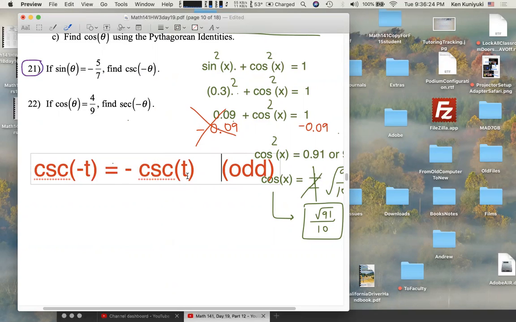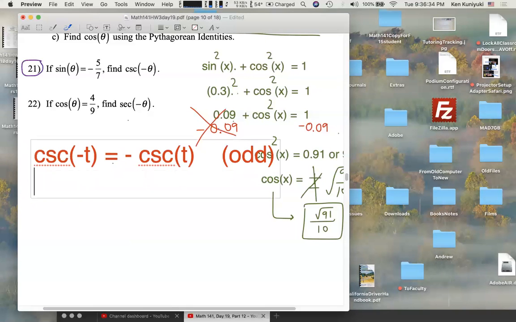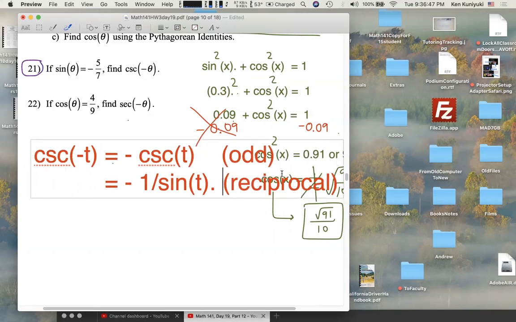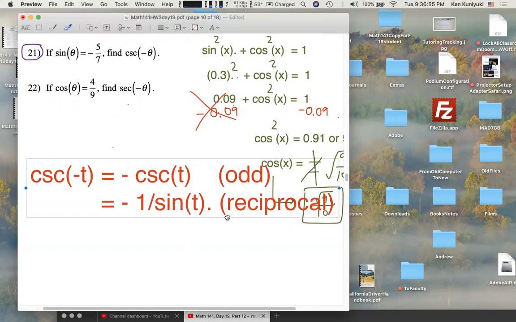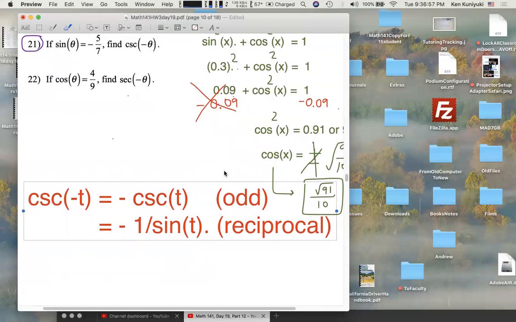of theta, right? And then how is this related to sine? Well, the basic cosecant function and the basic sine function are reciprocal. So we're going to use a reciprocal identity. Equals the opposite of 1 over sine of theta by the reciprocal identities. All right. Any questions thus far?